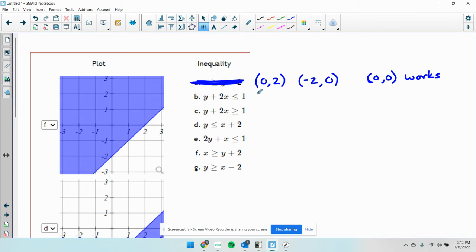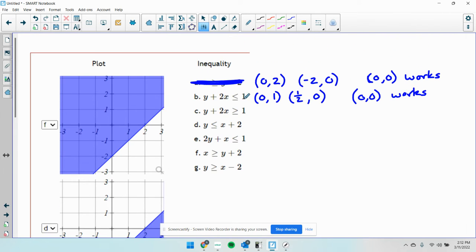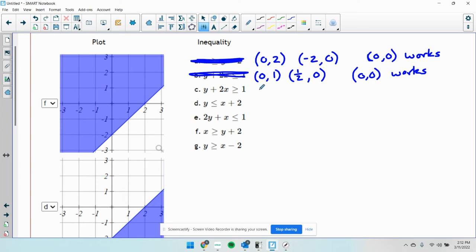This one, same thing. I can use intercepts. When x is 0, I get y is 1. When y is 0, I get x is 1 half. If I plug in 0, 0, I get 0 plus 0 is less than 1. 0, 0 works again. So it has to go through 0, 1. None of these go through 0, 1. So that one's out. Let's do this until we find the one that we actually do have.